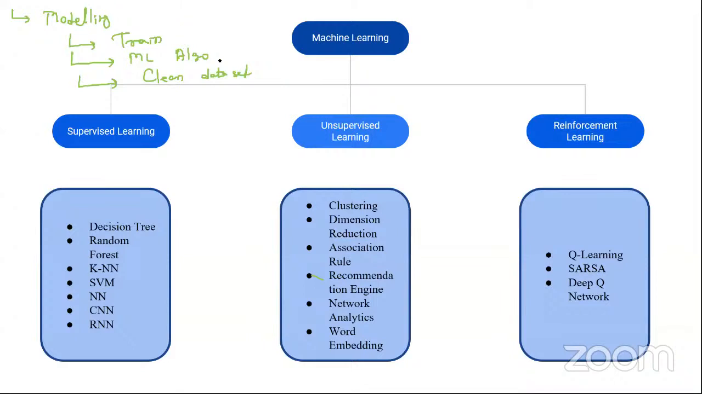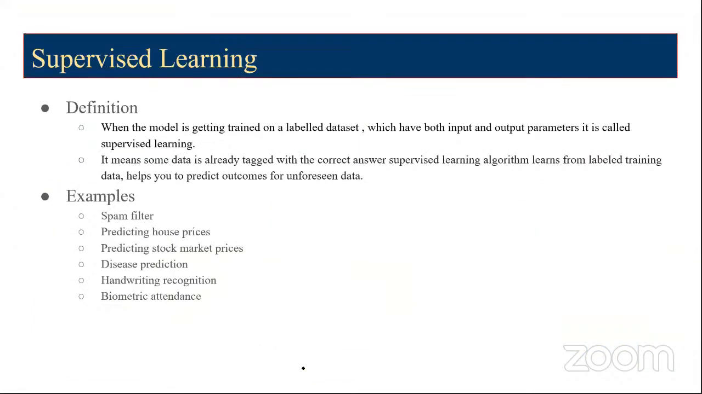Now whatever machine learning algorithms we have, we can broadly classify into three different parts: supervised, unsupervised, and reinforcement learning. Let's try to understand what exactly we mean by supervised learning, unsupervised learning, and reinforcement learning. When the model is getting trained on a labeled data set, which has both input and output parameters, it is called supervised learning.